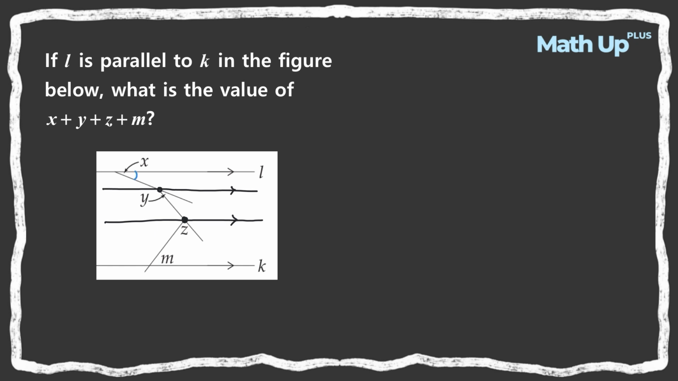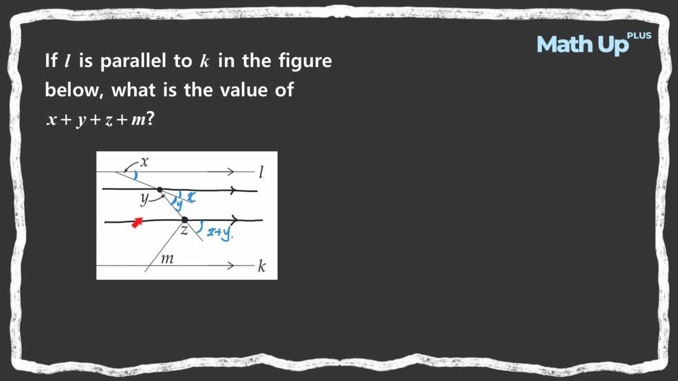Since this is x, we know that this is also x, right? Corresponding angles. And here we have y, right? So by looking at these two parallel lines, the angle from here to here, which is equal to x plus y, that is equal to this angle right here, right? They're corresponding angles. So this angle right here, that's x plus y.